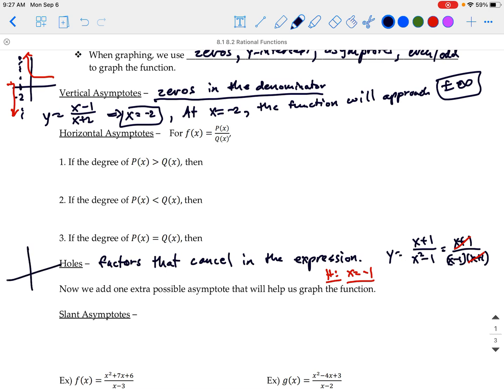So for that graph, you're going to have an asymptote at 1, meaning you're going to have some sort of infinite behavior. But then at negative 1, that value is going to be open, whatever that value is approaching. So we'll just put a little open circle to indicate that there's a hole.